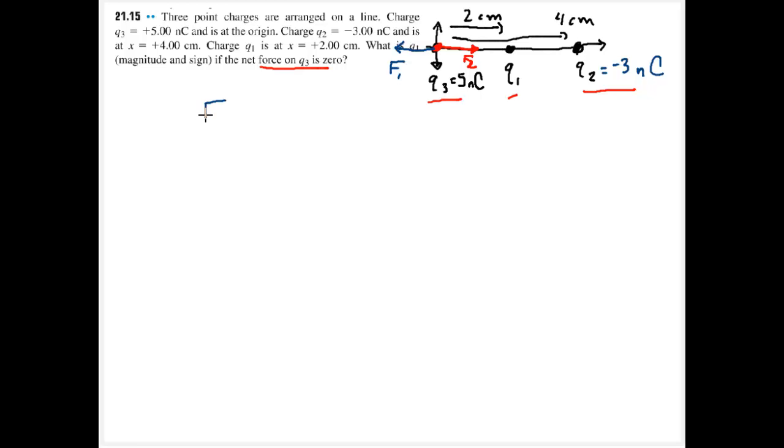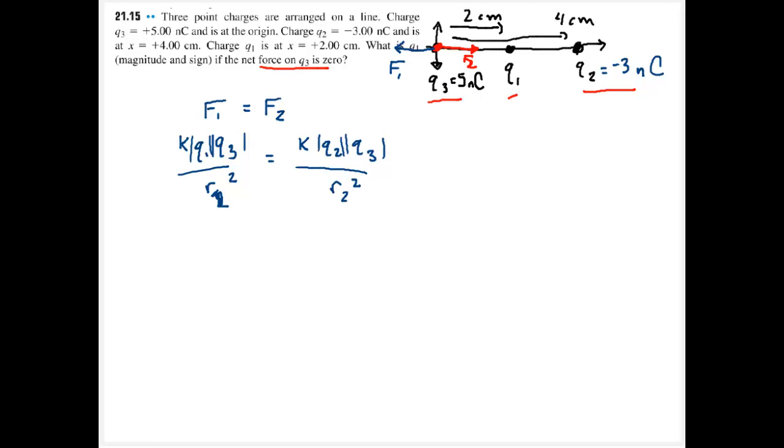Now it's a simple matter of balancing out, or writing that force 1 must be equal to force 2 and using Coulomb's law. So that's going to be K Q1 Q3 divided by the distance to 1 squared, and this is going to be the magnitude of the charges, because I already know that Q1 is going to be positive. Here we're going to have K Q2 Q3, again I'm using the magnitude here, divided by the distance to 2 squared, and we can see that my k's are going to cancel out.